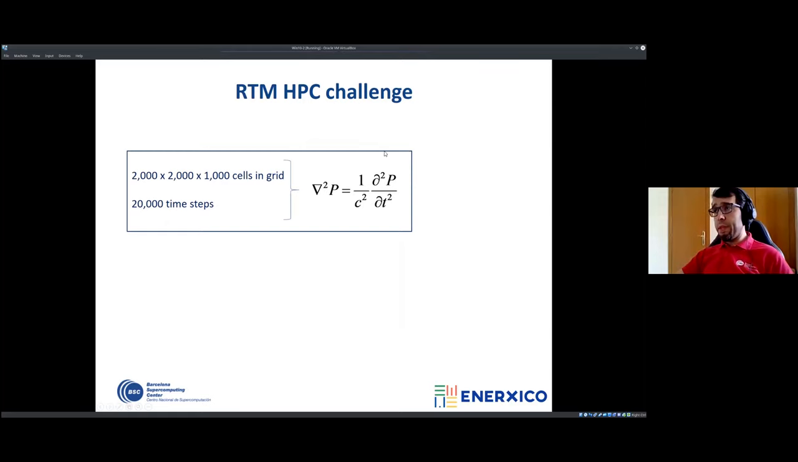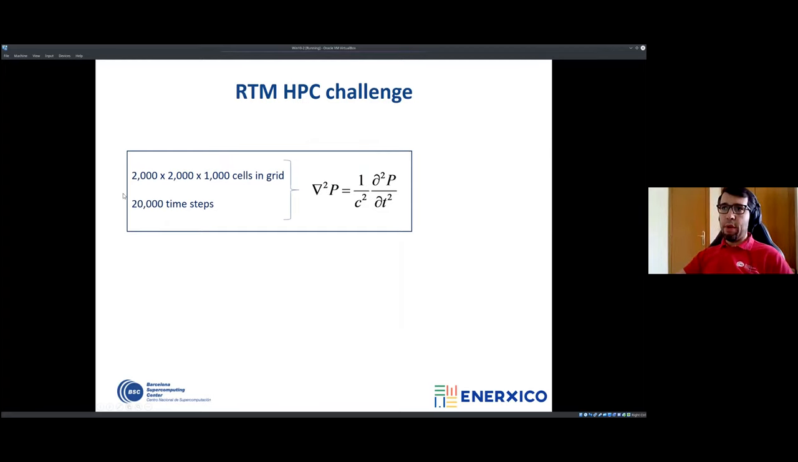How we use these HPC resources can be summarized in very few numbers. Let's imagine that we're going to do this reverse time migration, this generation of images by means of supercomputing and wave propagation. And let's assume that we're going to solve grids of about this size. This is the number of pixels that we have in each of the three dimensions for our problem.